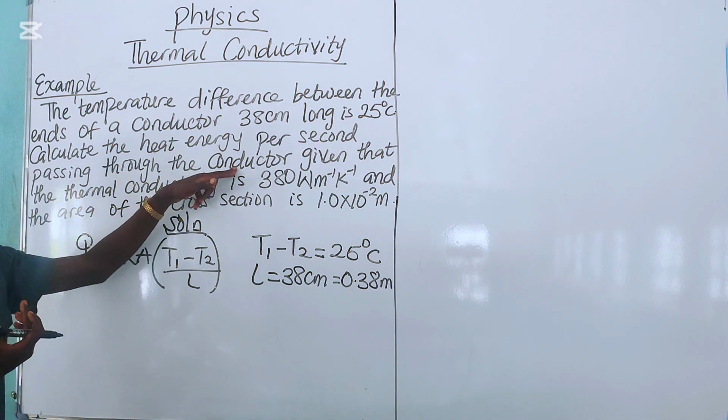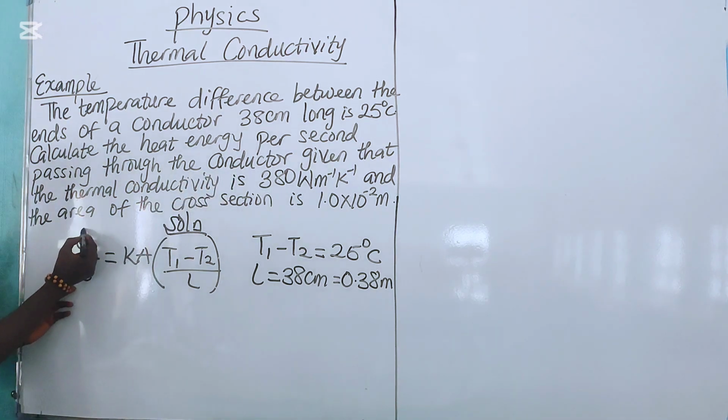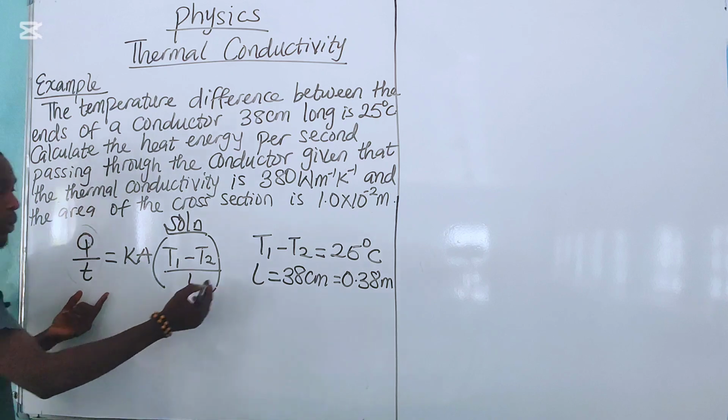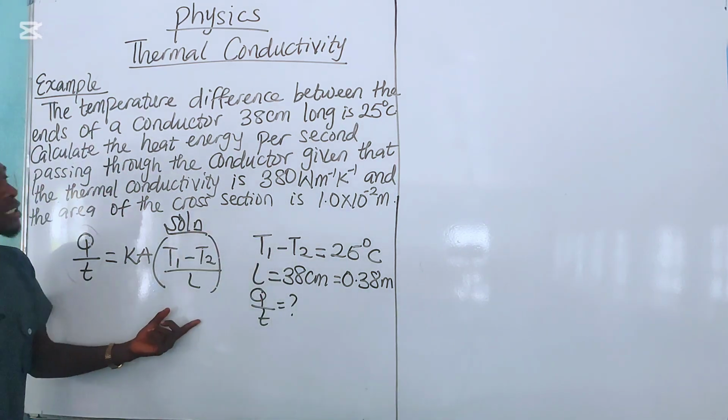Okay, so we're asked to calculate the heat energy per second passing through the conductor. Heat energy per second. So what are we asked to find? We are looking for Q over T as a quantity, because that is the quantity of heat per second that is passing through the material.